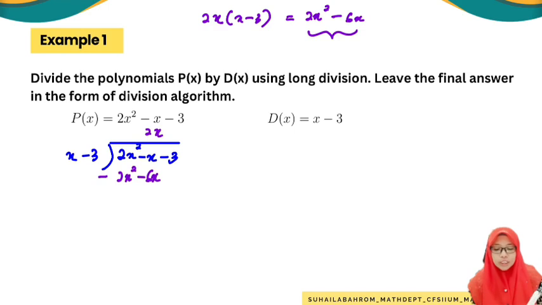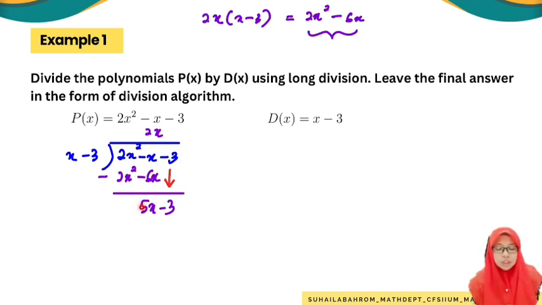And the operation here, of course, should be minus. Now the term x squared is already removed, so 2x squared minus 2x squared is 0. And then negative x minus the minus 6x, you will get positive 5x. And then we have to move negative 3 down, so you will get minus 3.